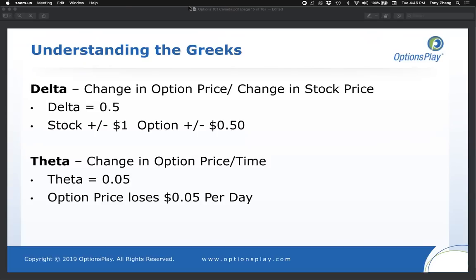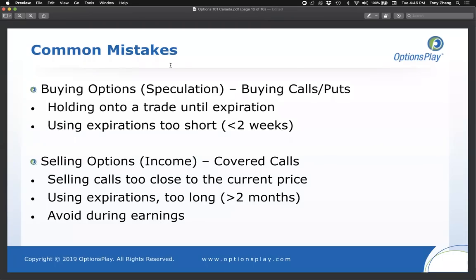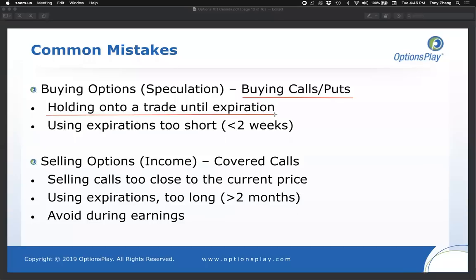So this is really why we move on to the next slide to talk about the common mistakes users make. When you're buying options for speculation, so if you have a bullish or bearish view and you're buying calls or puts, one of the beginner mistakes that most people make is that they'll buy a 1 month or 2 month option and hold on to that trade until expiration. And you never want to do that when you're buying an option.